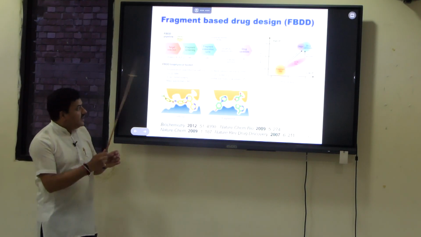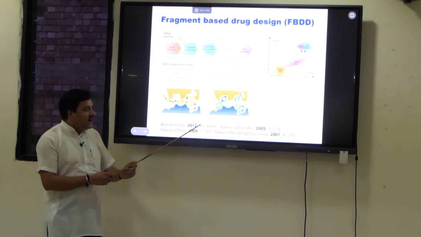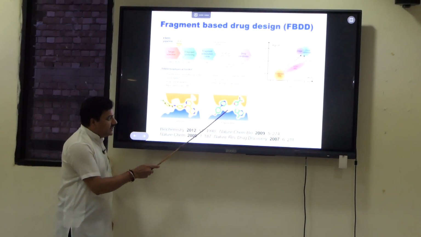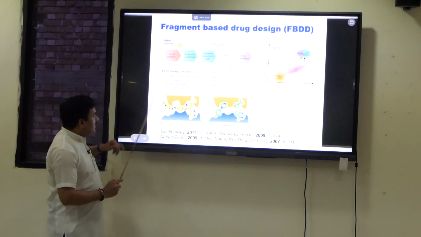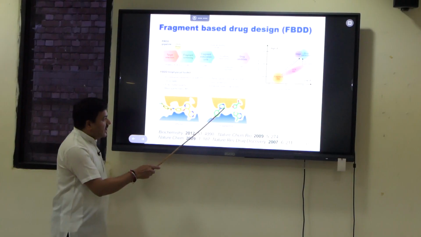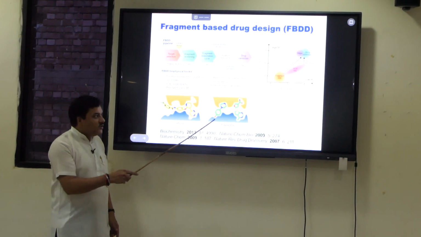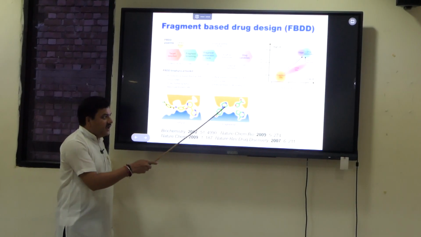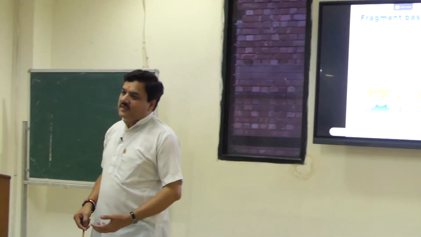So what he actually proposed was taking small fragments, which first fit into the binding pocket, and then what you do is simply connect this to this, and this to this. If you are able to make such a molecule, you started from fragments, connected the fragments, and got the full molecule, and its binding affinity would be much higher. That was fragment based drug design.